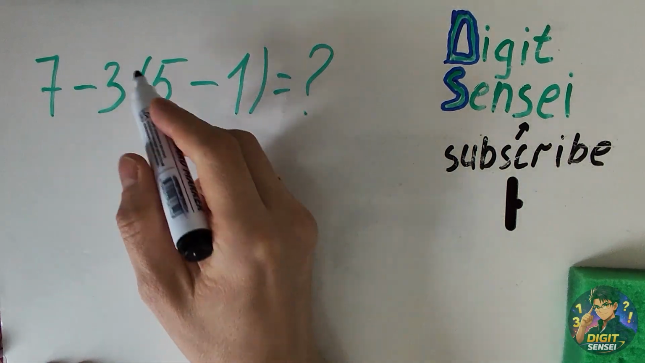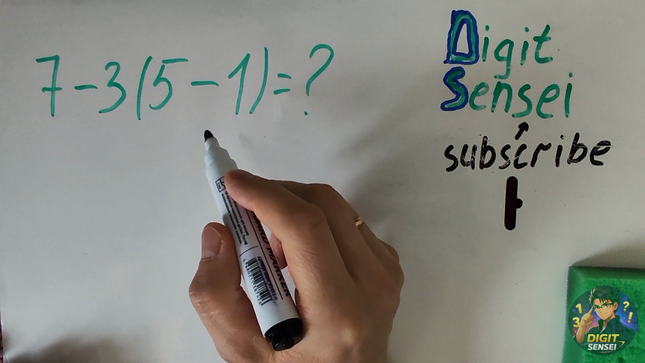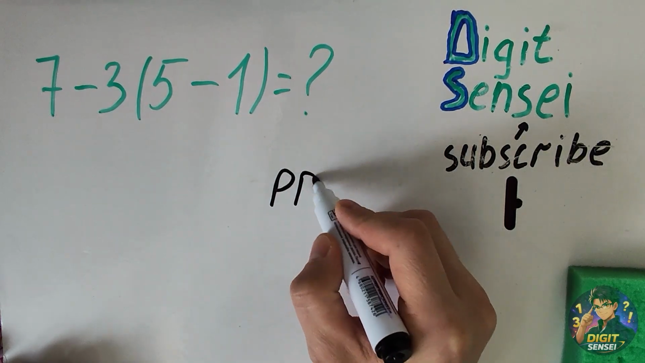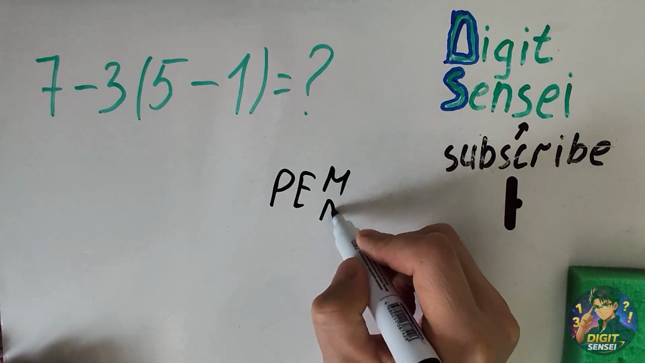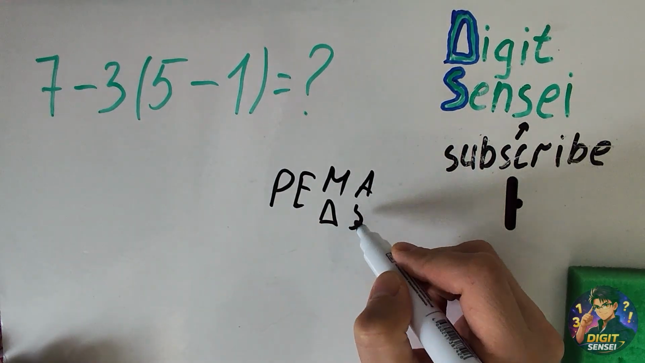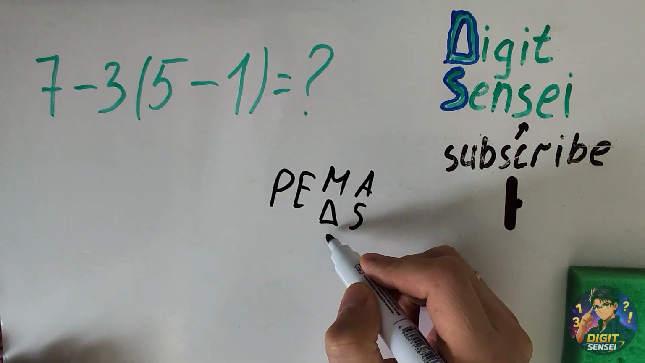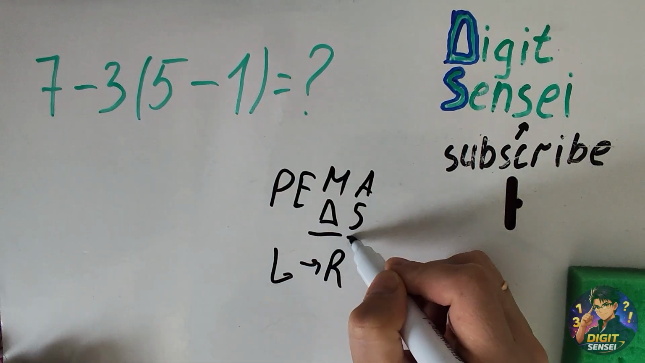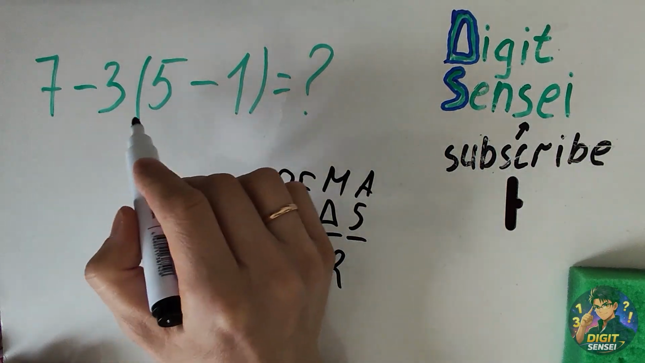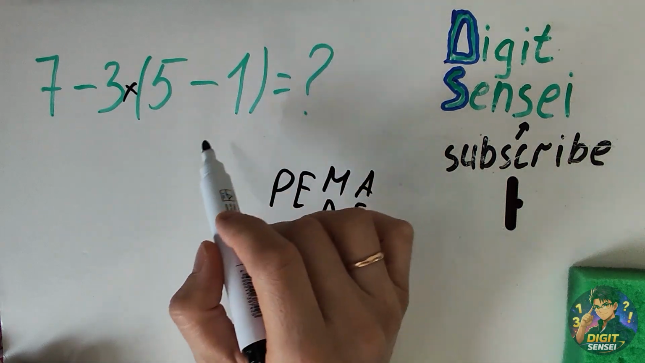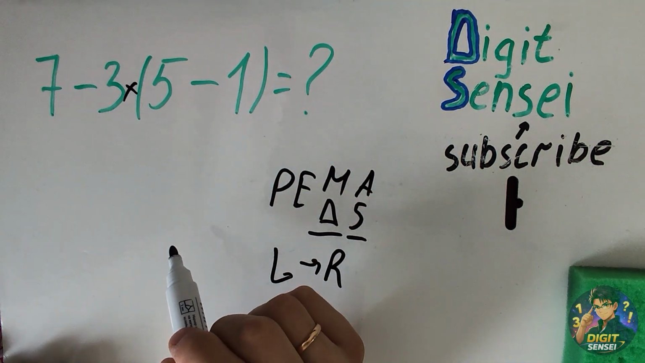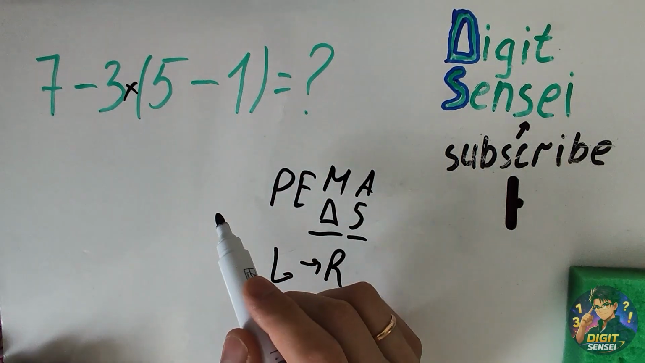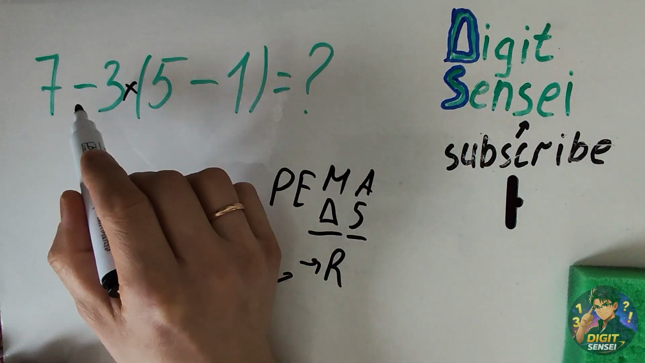Here, first we have to do this parentheses, because according to the order of operations, first we have to do parentheses, then exponents, then multiplication or division, and finally addition or subtraction. Remember that multiplication and division have equal priority and we have to work from left to right. And the same applies to addition and subtraction. In this expression, we have one subtraction, one multiplication, and one parentheses. Inside this parentheses, we have one subtraction. Okay? So according to PEMDAS, first we have to do this parentheses, then this multiplication, and finally this subtraction.